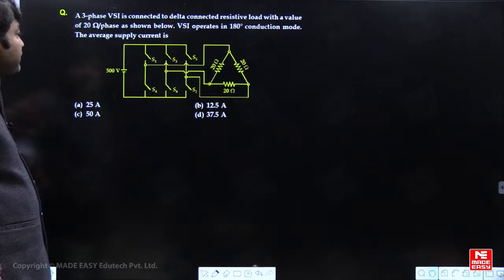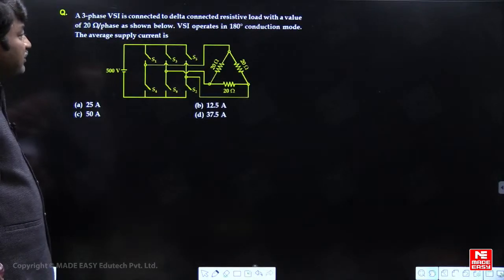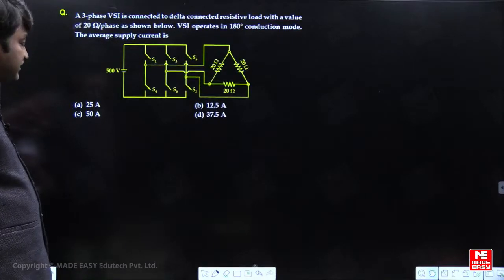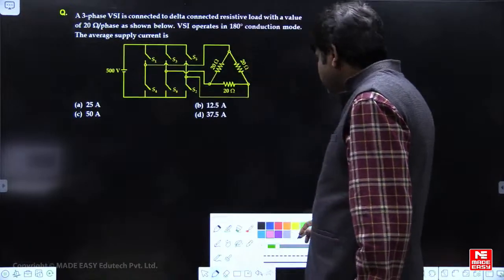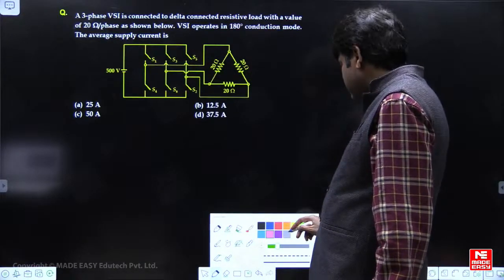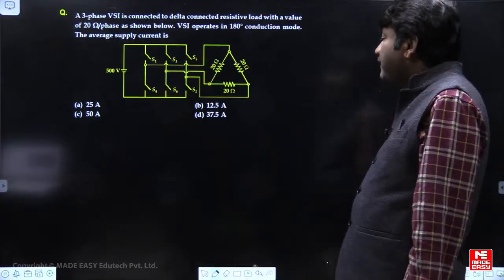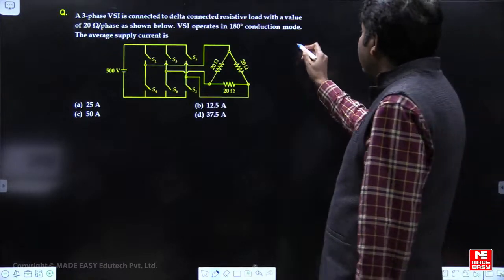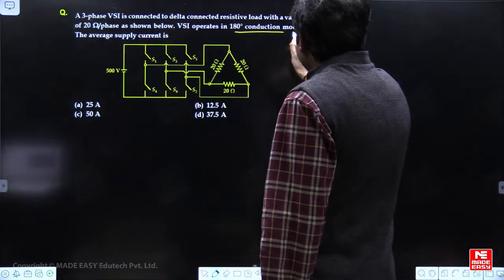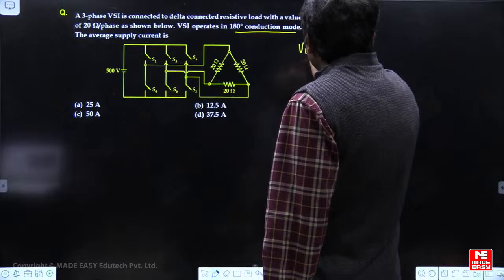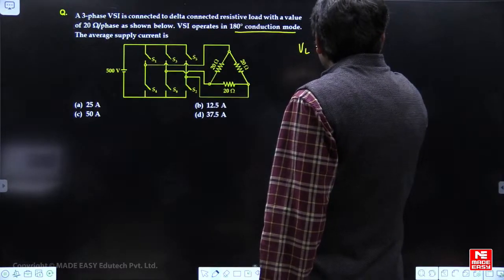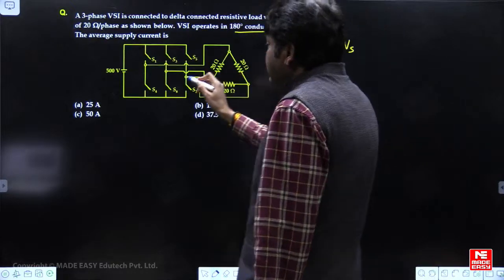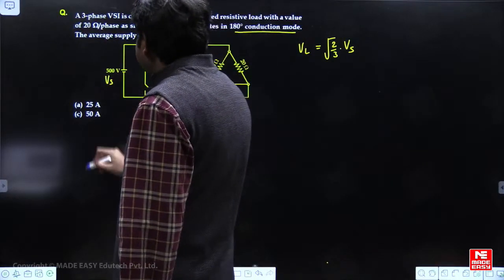With 20 ohms per phase shown in the figure, the VSI operates in 180-degree conduction mode. What is the average supply current? All of you try this question. So here, 180-degree conduction mode. In 180-degree conduction mode, line voltage RMS equals root 2 by 3 times the DC supply voltage. So this is the DC supply voltage, 500 volts.